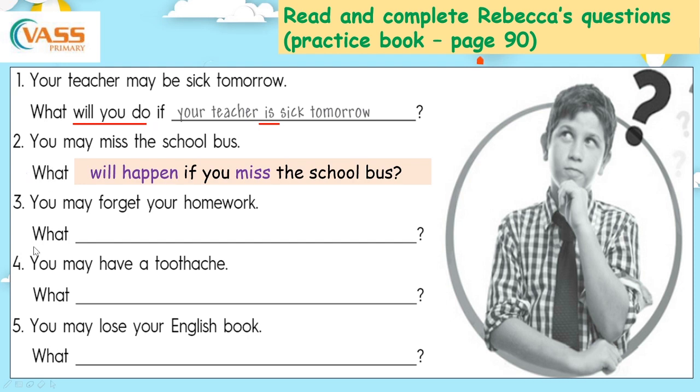Okay, I want you to try to do 3, 4, and 5 by yourself. The information here, you may forget your homework. You put this into the if clause. Okay, you may have toothache. Put it into your if clause. You may lose your English book. Put it in your if clause. Okay, we begin with our question word. Then we'll have will, future tense. Okay, I'll give you 1 minute to do 3, 4, and 5. All right, good luck.